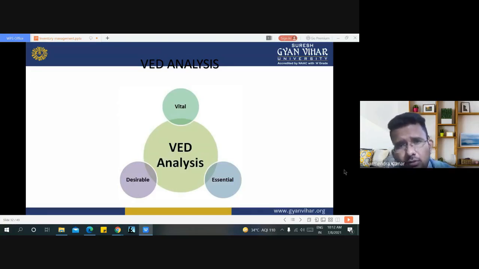Here V stands for vital, D stands for desirable, and E stands for essential. These are the components which are used as raw material or any machinery item or any spare parts in any manufacturing plant, like vital component or vital raw material, desirable component or desirable raw material, same like essential component or essential raw material.